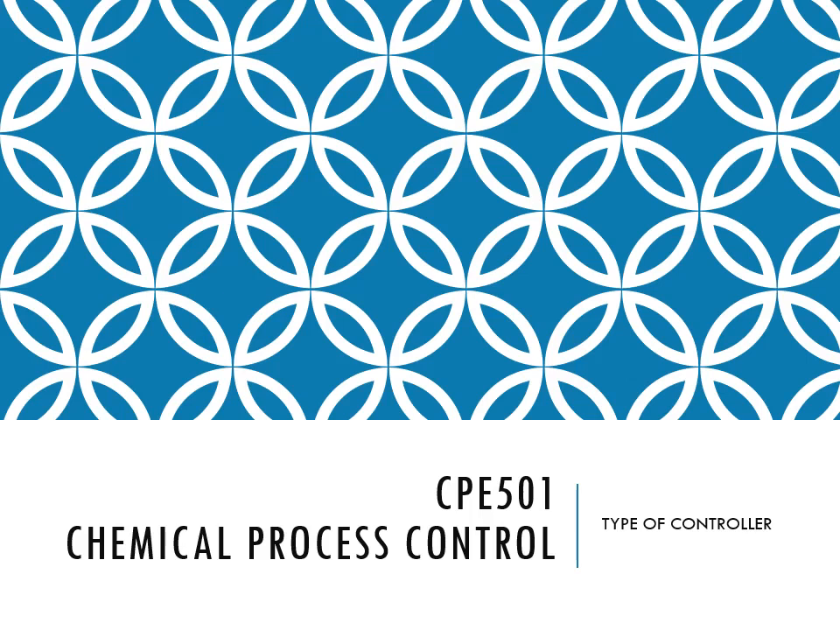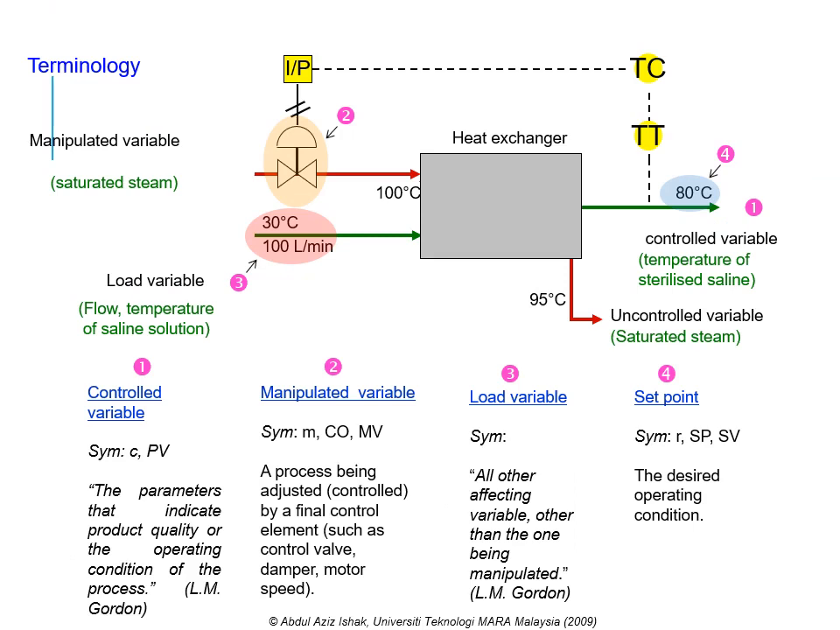Today we're going to learn on a type of advanced controller. In designing a control system, there are several variables that need to be identified prior to designing. For example, the first variable is the control variable. So, for example, in this figure, it depicts the heat exchanger.